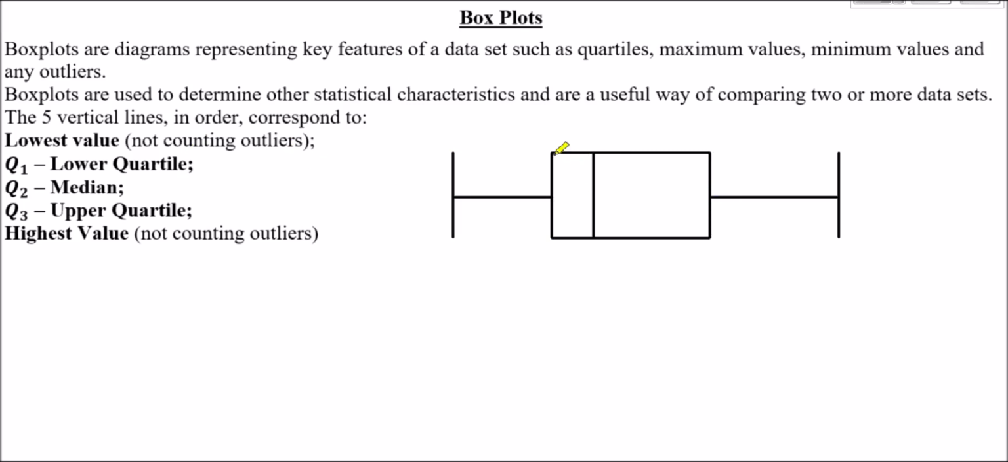Because this one's the lower quartile and this one's the upper quartile, the length of this box defines the interquartile range. Finally, the final vertical line is the highest value, again not counting outliers. So a value outside of here would be an outlier, and a value to the left of this value would be an extremely low value, which would be an outlier.